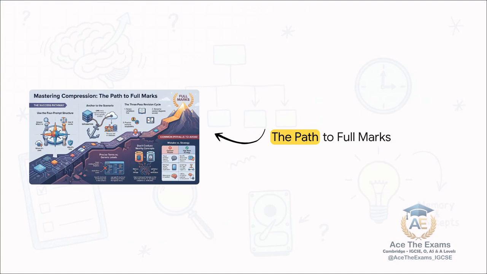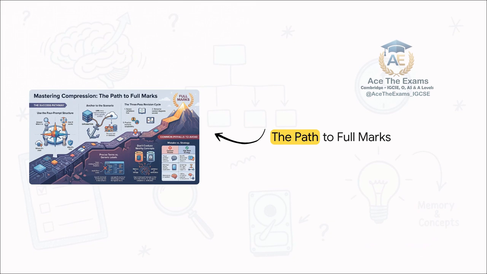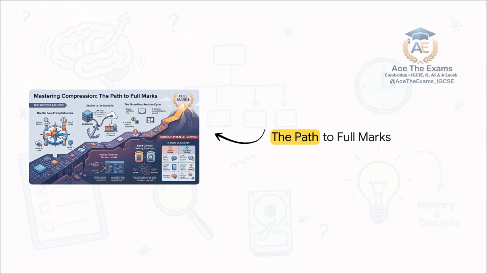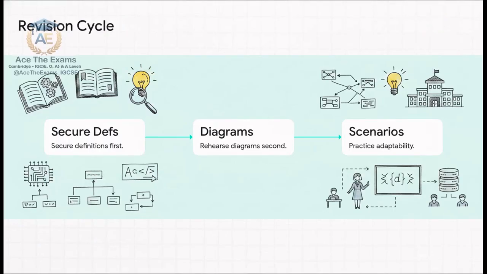Think of the 4-prompt structure and the 3-pass revision cycle as your ultimate diagnostic tools. When an examiner reads your paper, they want to see you explain what a concept is, exactly how it works, where it's used, and why it's the best choice for that situation. Following this visual pathway completely prevents those weak, generic exam habits because you are automatically anchoring every single explanation to a real-world scenario. Let's break down this 3-pass cycle real quick.